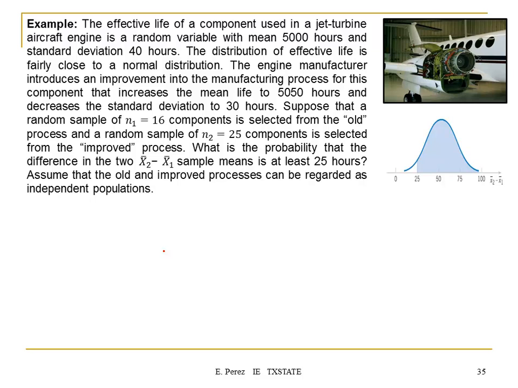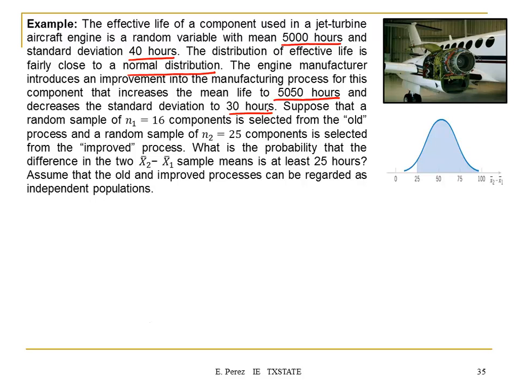The effective life of a component used in a jet turbine aircraft engine is a random variable with mean 5,000 hours and standard deviation of 40 hours. And we know the distribution of the effective life is fairly close to a normal distribution. The engine manufacturer introduces an improvement into the manufacturing process for this component that increases the mean life to 5,050 hours, and decreases the standard deviation to 30 hours.